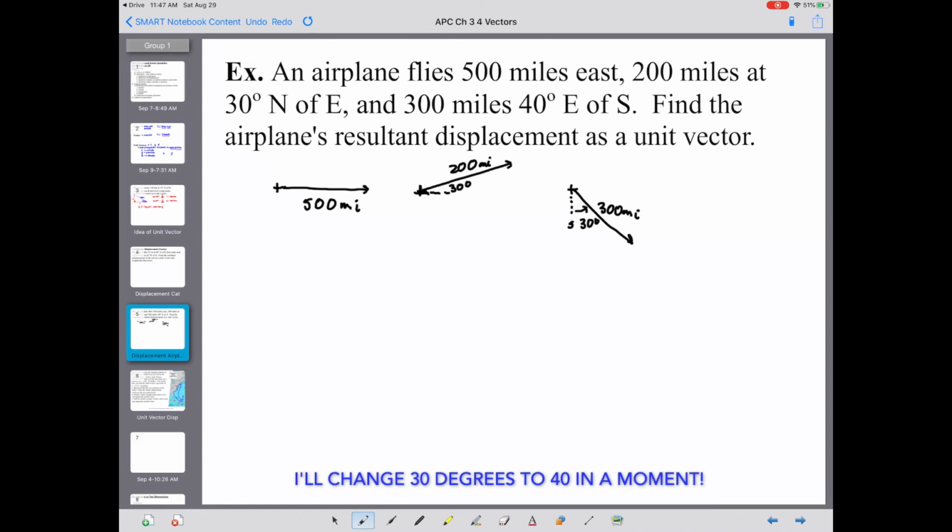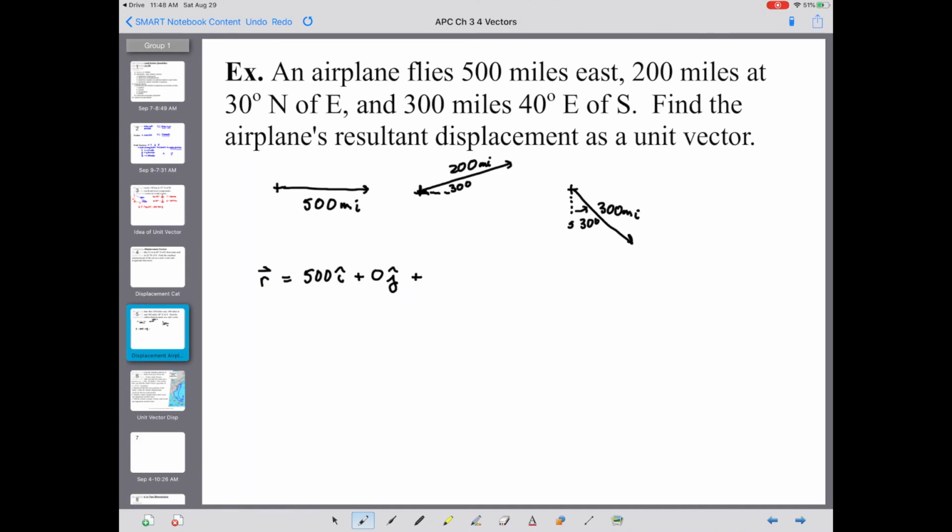We know we're going to have to find components of each and combine those components. But I'm going to streamline what we're doing using unit vectors. So R, our resultant, on the first vector, if I express this in unit vectors, all 500 is in the x direction. So 500i, and just for emphasis, there would be nothing in the j or the y direction, so there's just a 0 there.